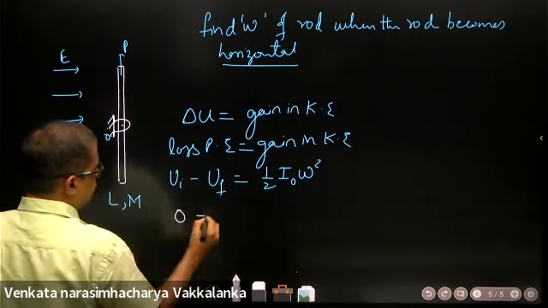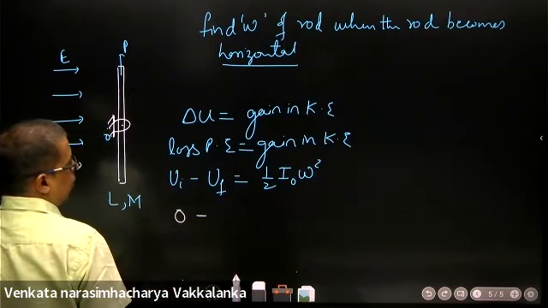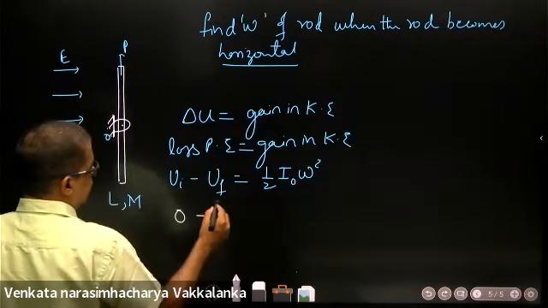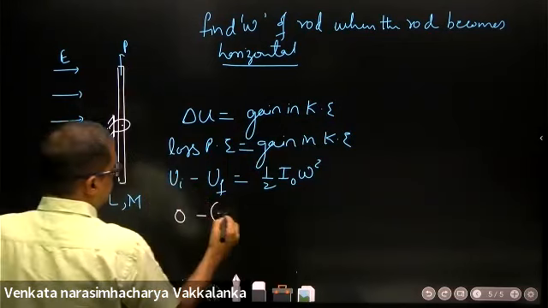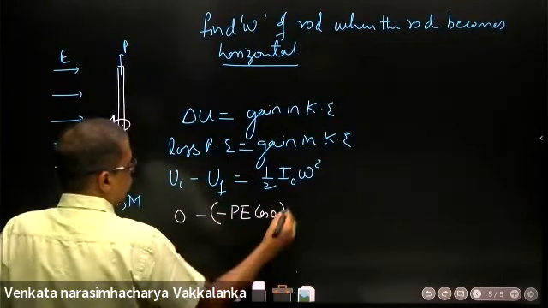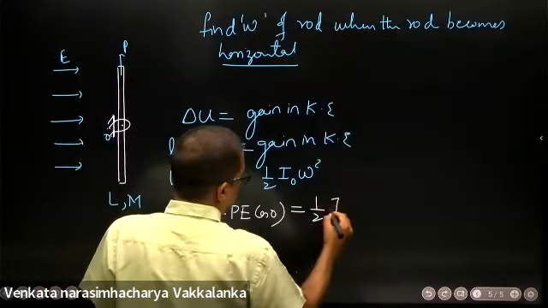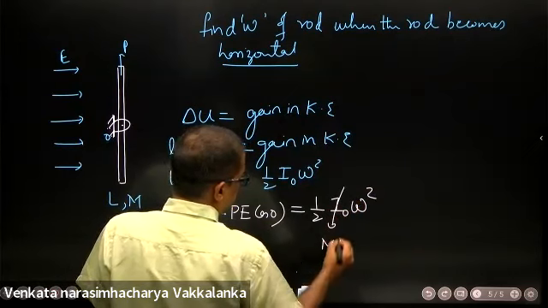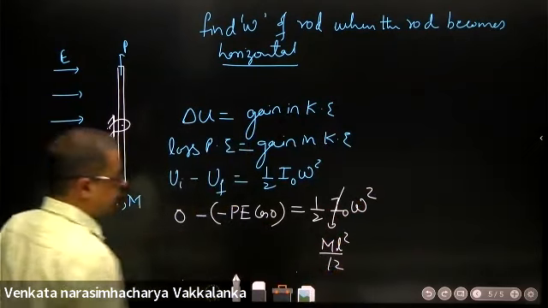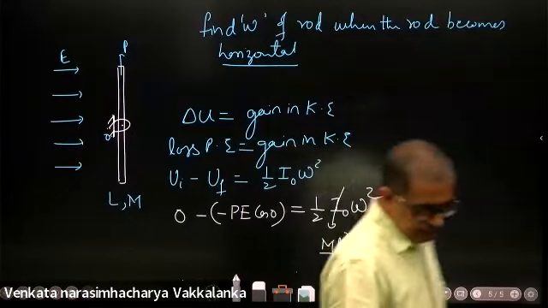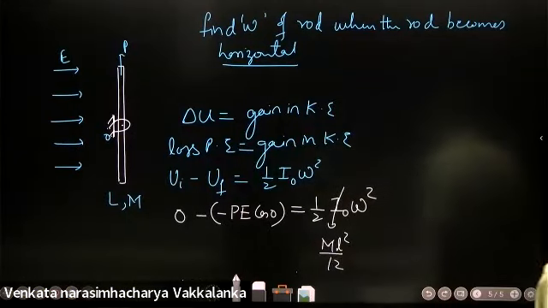Right, U initial is 0. Minus U final is minus P E cos 0. This should be equal to half I naught omega square. I naught is how much? ML square by 12. So quite straightforward in this particular case.